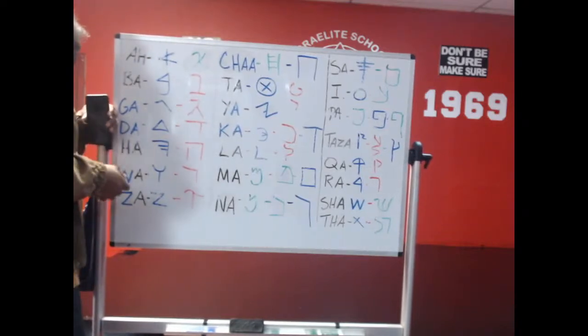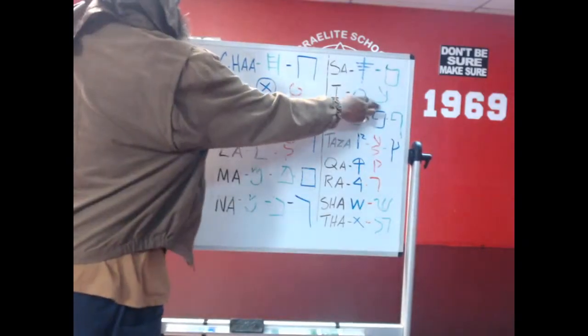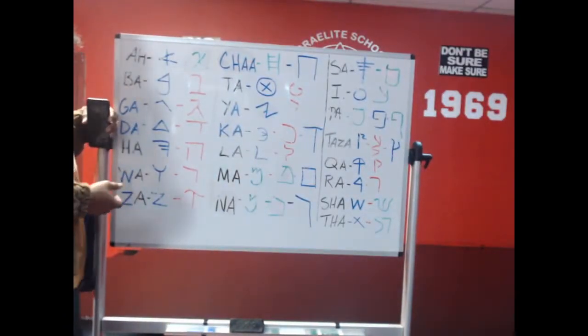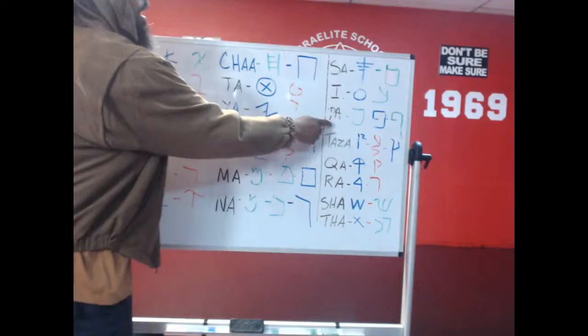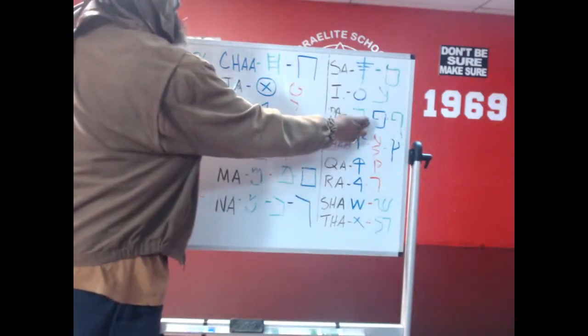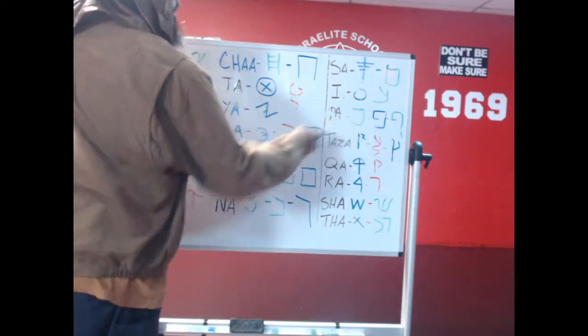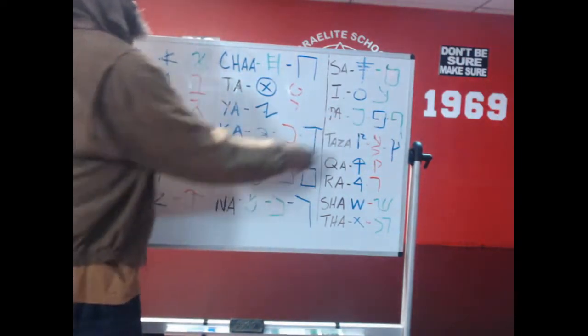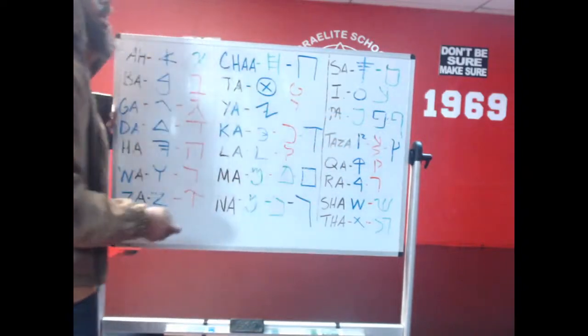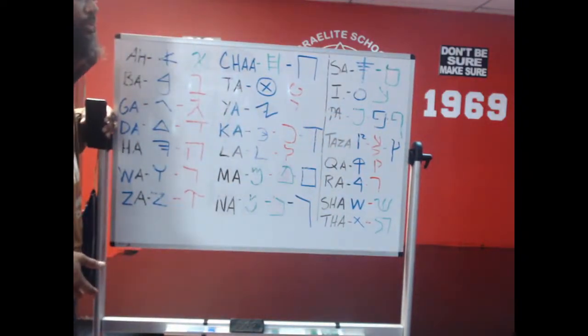Then next we have I. Kind of looking like the English Y. Then next we have Pa. Kind of looking like an upside down G, if you will, almost like a Pac-Man character. The next, Pa is going to have an extended clip.